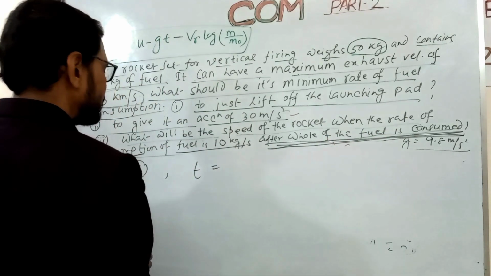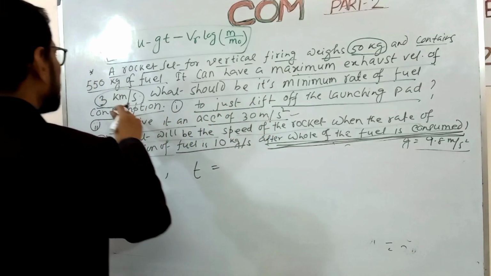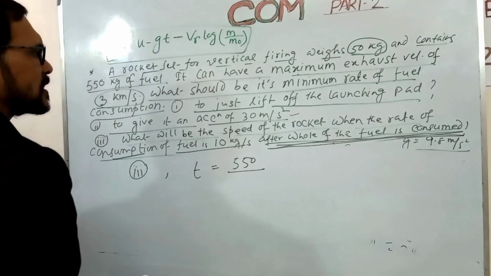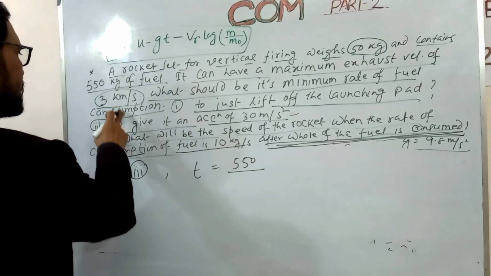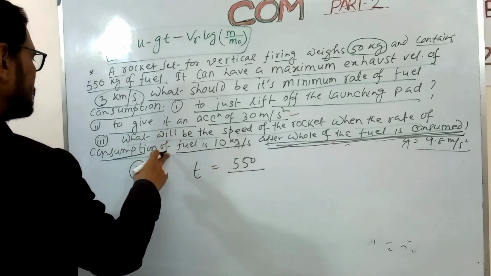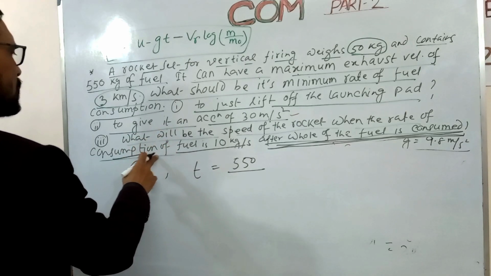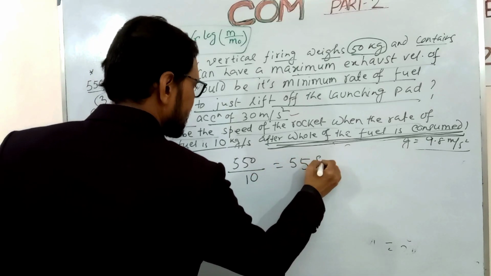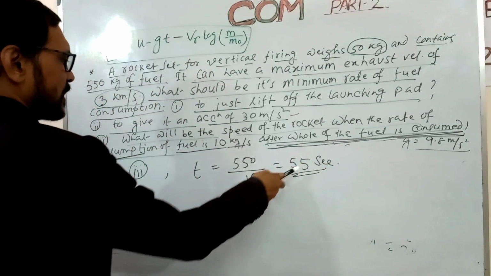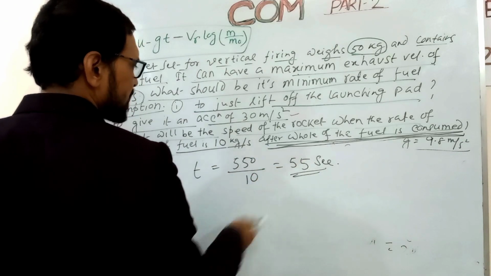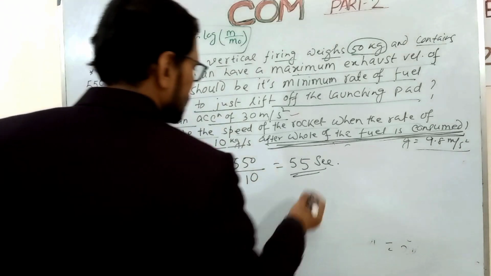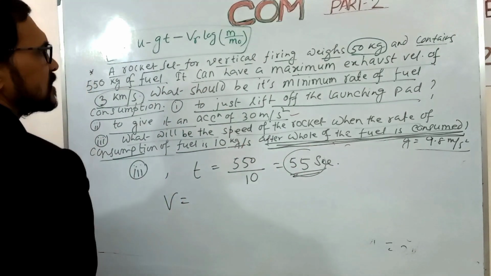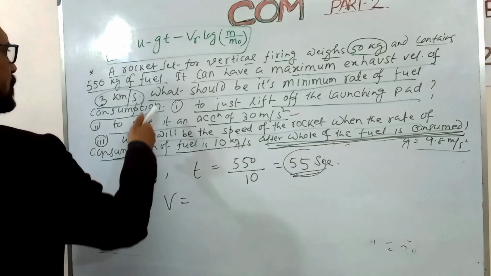The time is the total mass of the fuel, 550, divided by the rate of fuel consumption. The rate of fuel consumption is 10 kg per second. So the total is 55 seconds. After 55 seconds the whole fuel will be consumed. So t equals this. Now the velocity equals u, the initial velocity of the rocket.